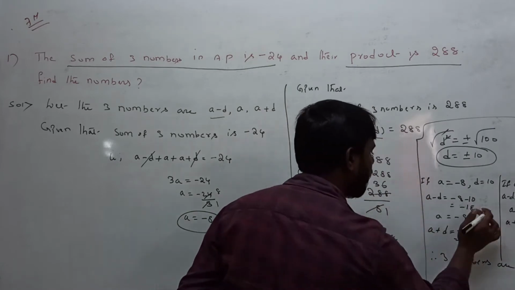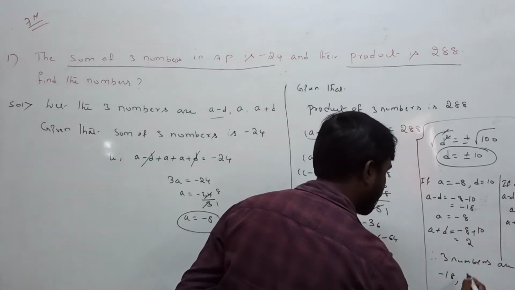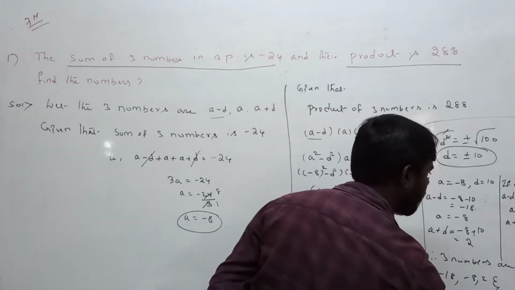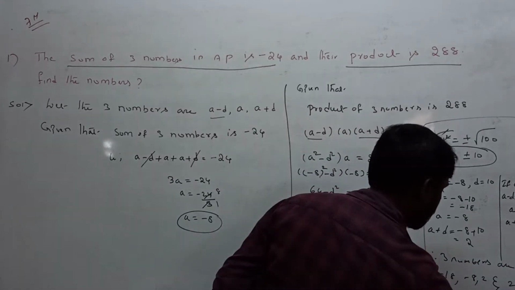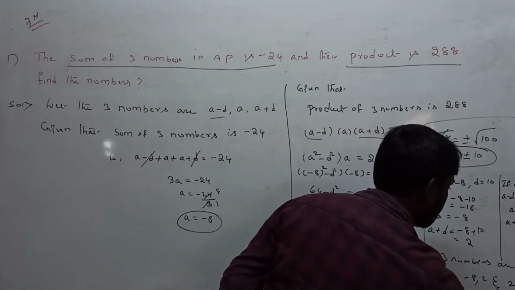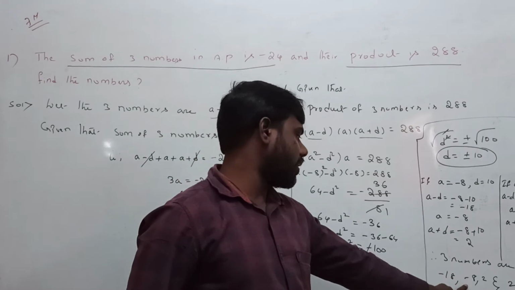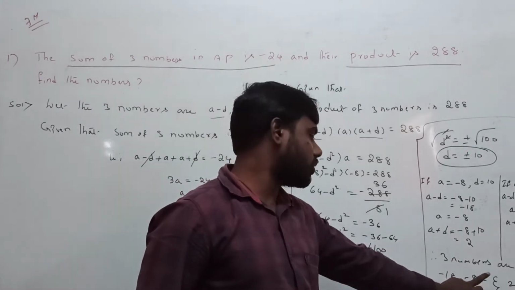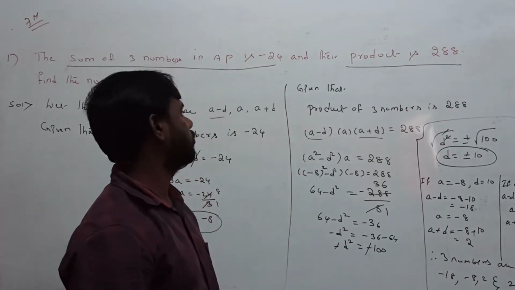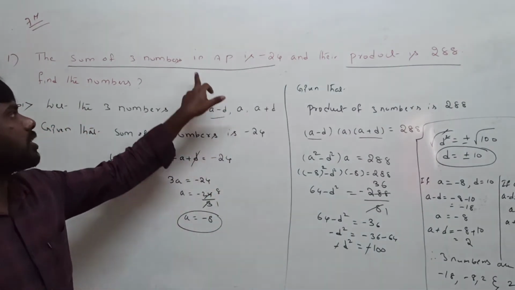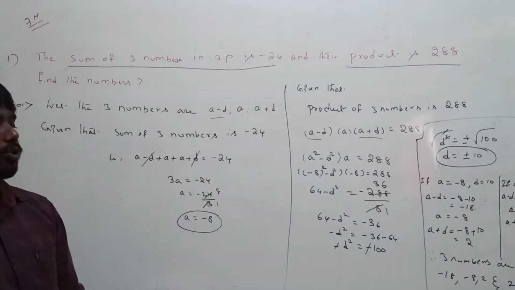First number what you are getting? Minus 18, second number is minus 8, and third number is 2. This is the question. Minus 18 minus 8 is minus 26. Minus 26 plus 2, how much? Minus 24. So what is given? Sum of the three numbers is equal to minus 24.